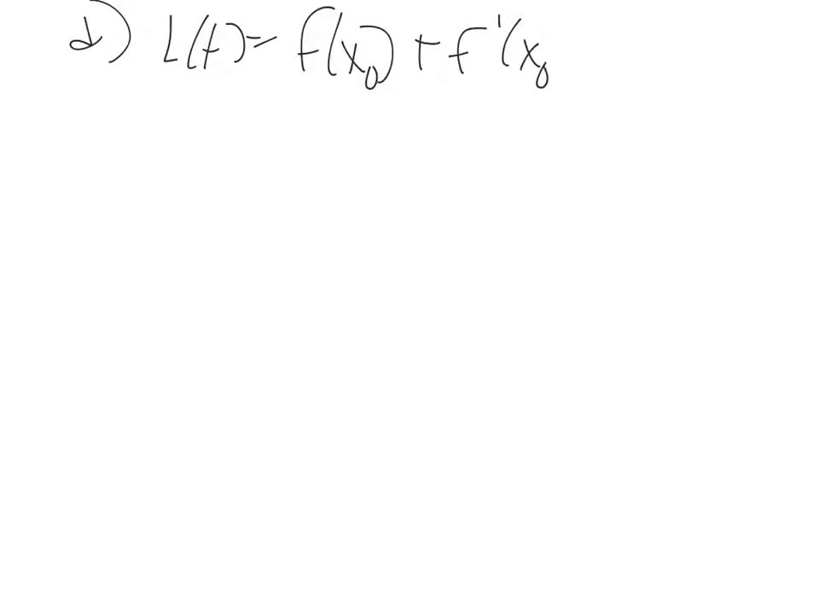So, linearization always has the same formula. f of the value plus f prime of the value times x minus x naught. Now, I use x naught, x sub 0. Your teacher might have used something else. But that just means at a specific point, right?